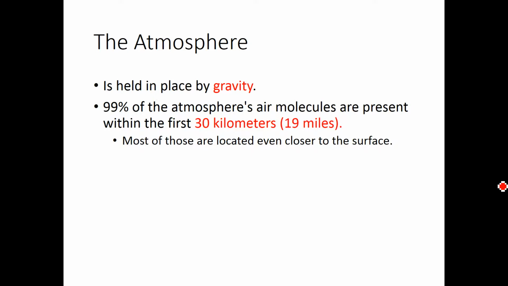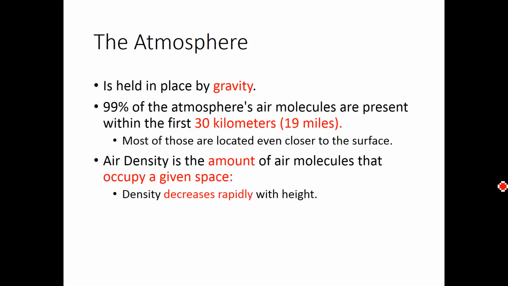And this creates what's called high density. Because most of the air molecules crowd the surface, the air near the ground has a lot of air molecules in it. And so you have a large mass of air occupying a relatively small space. However, as you rise in the atmosphere, you're going to have fewer and fewer air molecules in that same space.